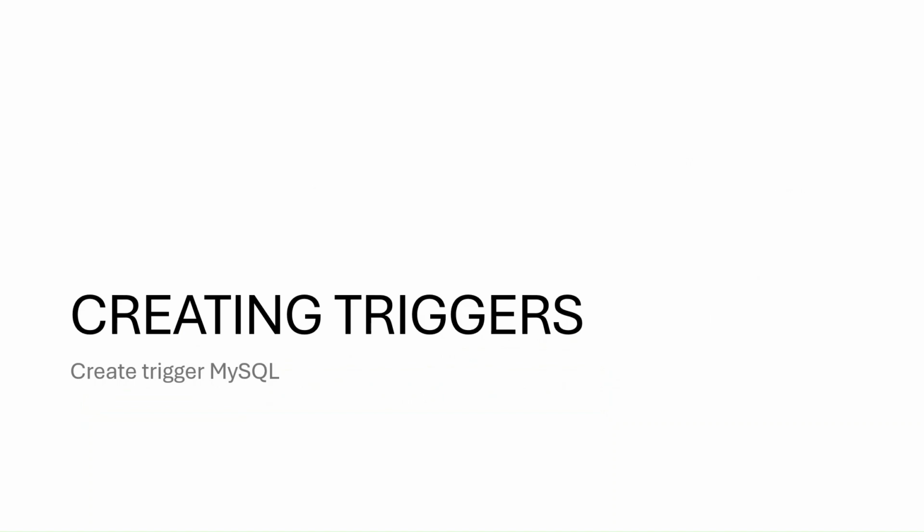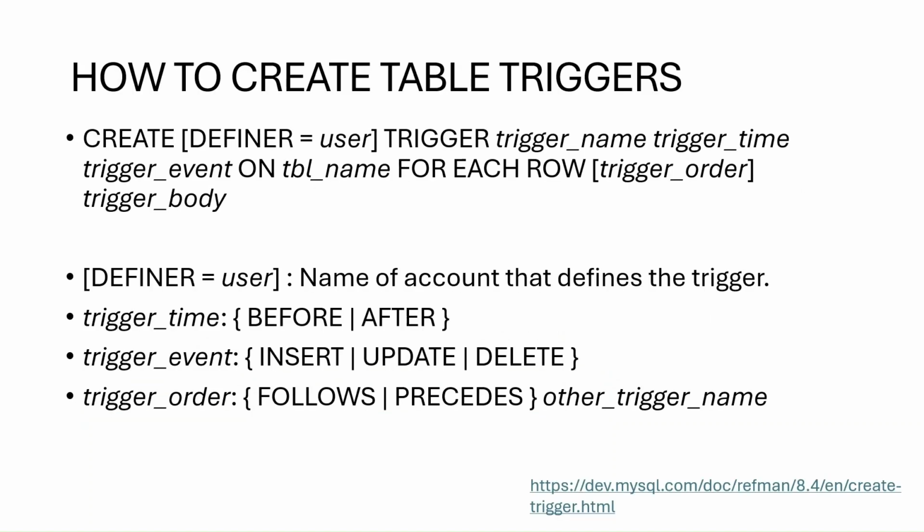Okay, so now let's go ahead and look at creating the table trigger. So this is just how to create the trigger. This is a skeleton which is available on the MySQL documentation for creating triggers. So first of all, you want to use create. The definer is user, so that's just the name of the account, so you can just leave that. So create trigger, then you have the trigger name, the trigger time, so it's either before or after the event occurs where you want the trigger to be fired.